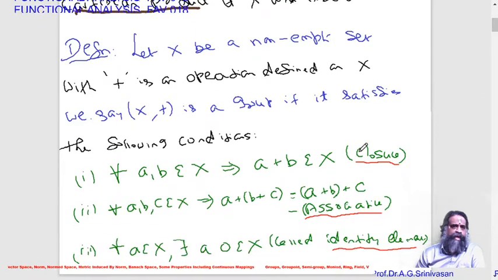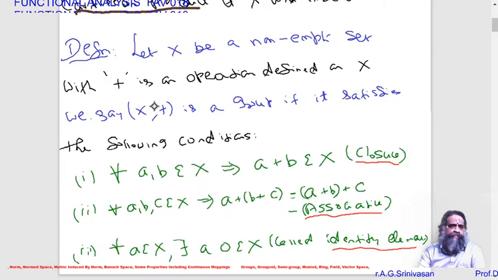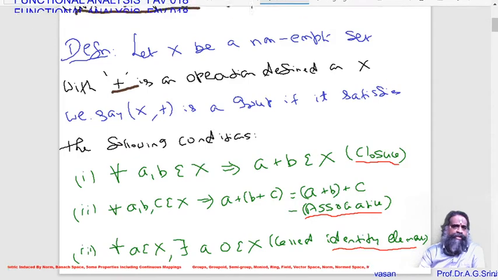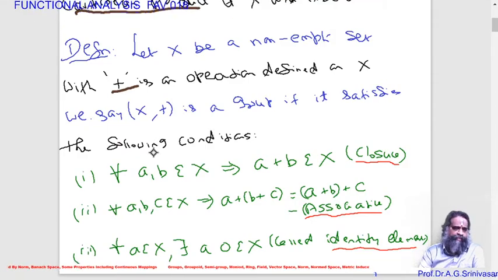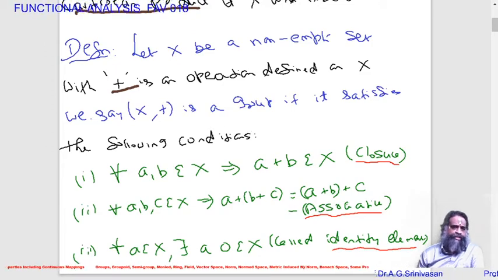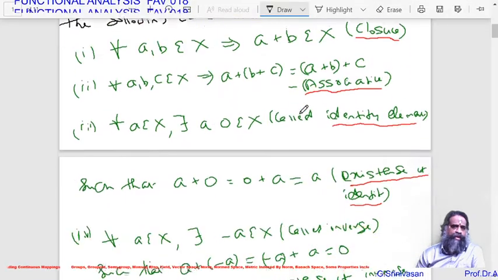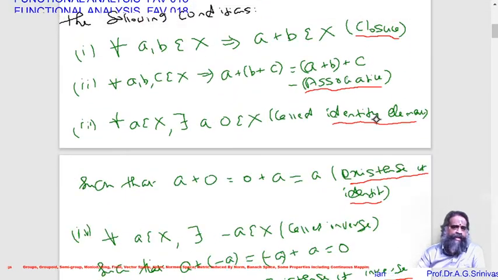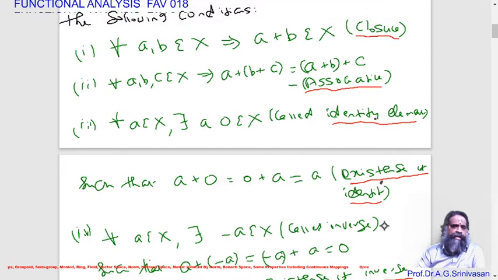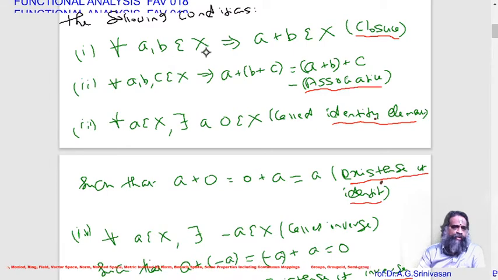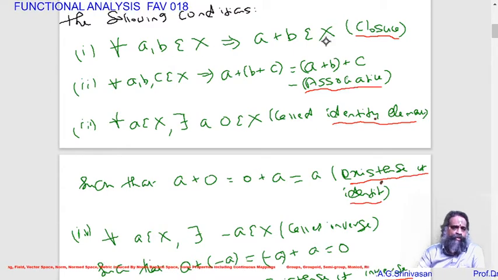Definition: let X be a non-empty set. We bring in plus as a binary operation defined on X. We say X, plus is a group if it satisfies four conditions, which are closure, associative, identity (existence of identity), and inverse. What is closure? For every a, b belongs to X, a plus b belongs to X.